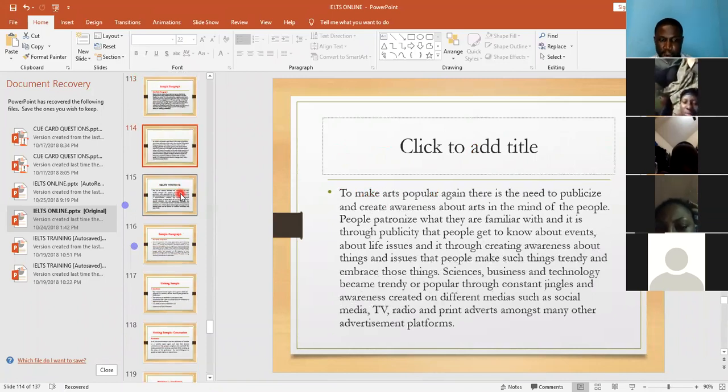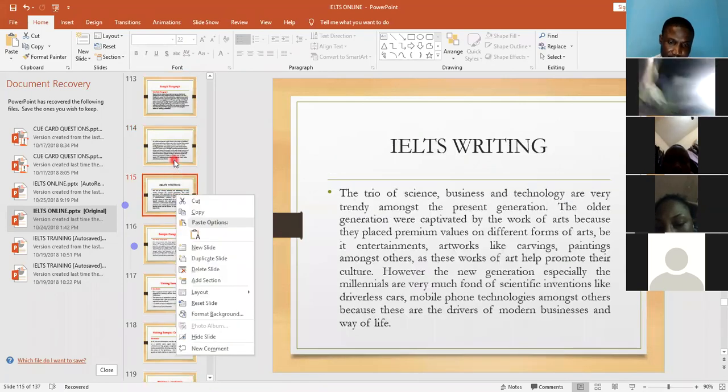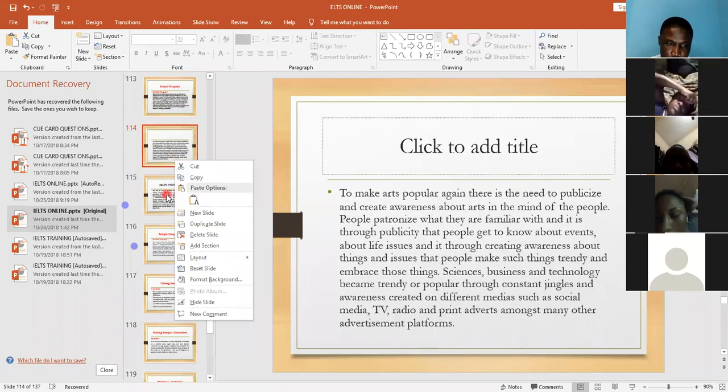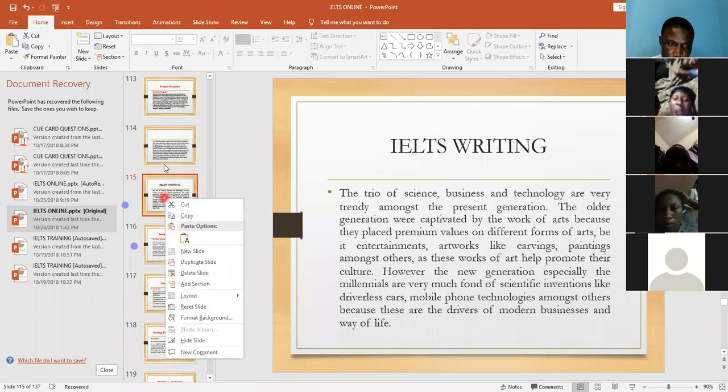Okay, this was the paragraph we just discussed. Now we need to recapture everything again in a conclusion. So let me add another slide so that I can conclude.